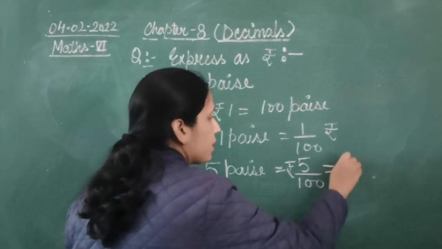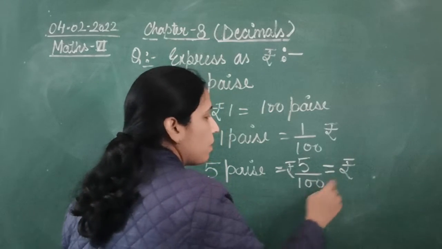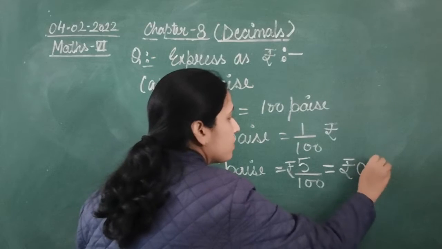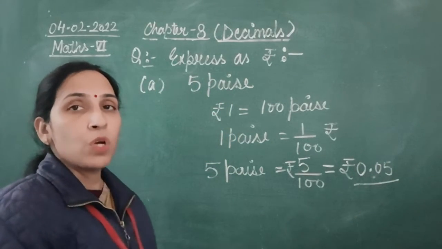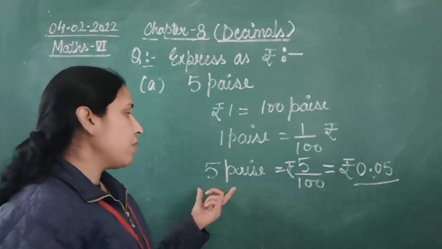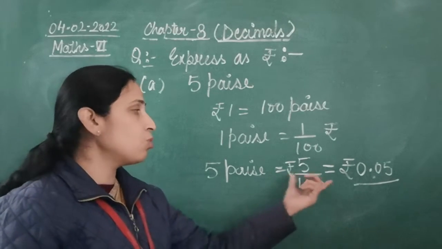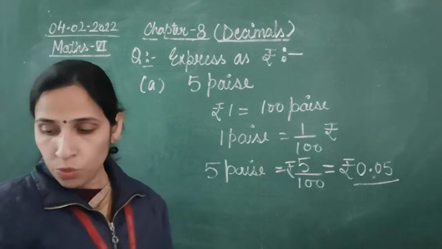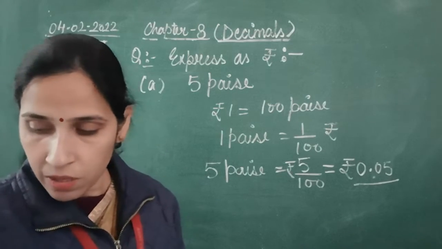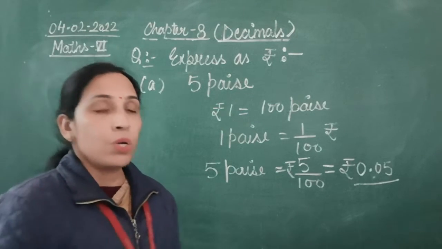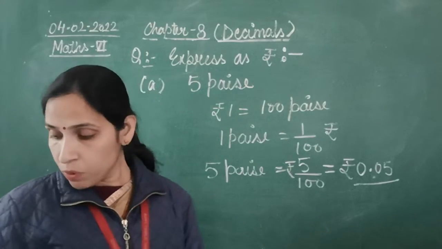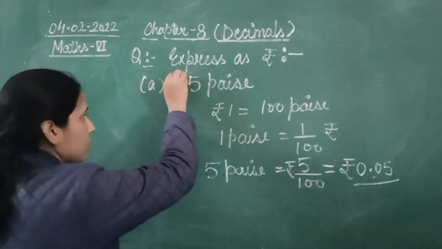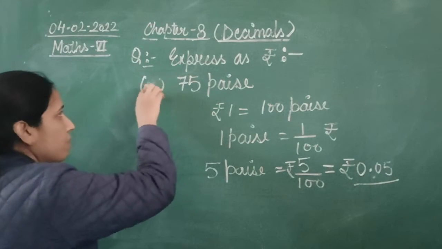So what you will be getting? Rupee, 2 decimal places, 0.05. So here what we have done, we have converted 5 paise into rupee. Instead of 5 paise, you can take any other example also. You can take 75 paise. Another example we will be taking.